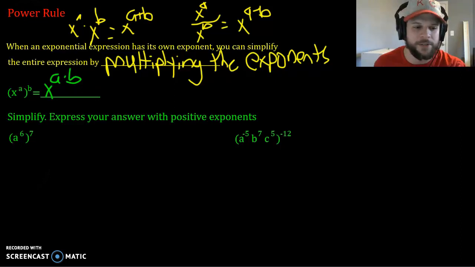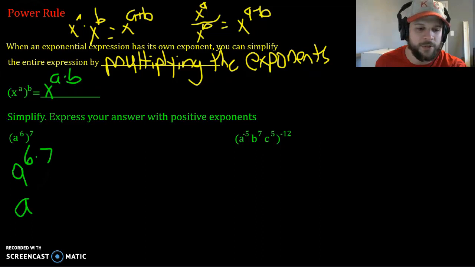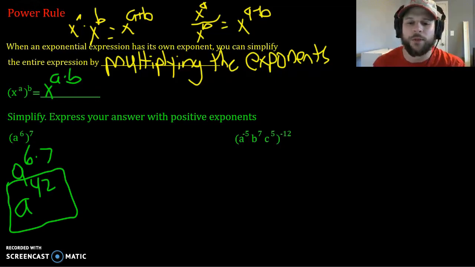The first one is fairly simple. A to the 6th power raised to the 7th. That can be simplified by just taking your 6 times 7 in your exponent position, which gives you a to the 42nd power. And this can also work with multiple different bases.